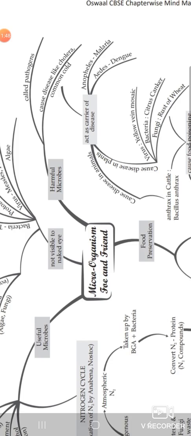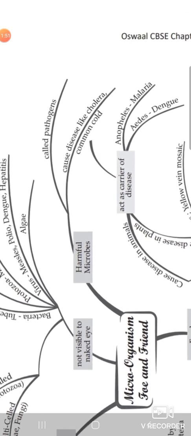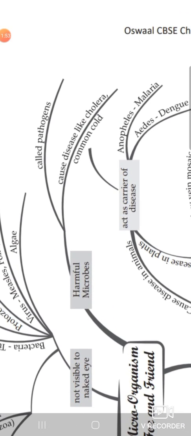If we come to the harmful microorganisms, harmful microorganisms are called pathogens. Dear students, you might have heard about the pathology lab, from where your blood samples and urine samples are collected and then diagnosed. That lab is called a pathology lab because pathogens are detected there. So harmful microbes are called pathogens. They cause diseases like cholera, common cold, flu. So many diseases occur by these pathogens, which are called disease causing microorganisms.